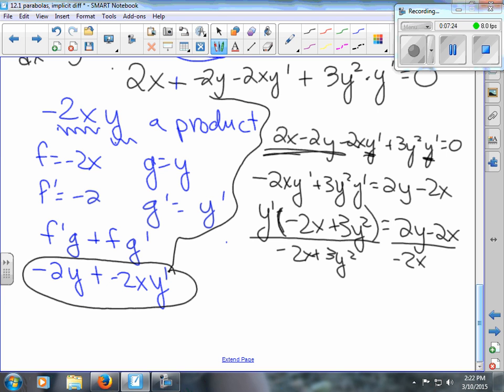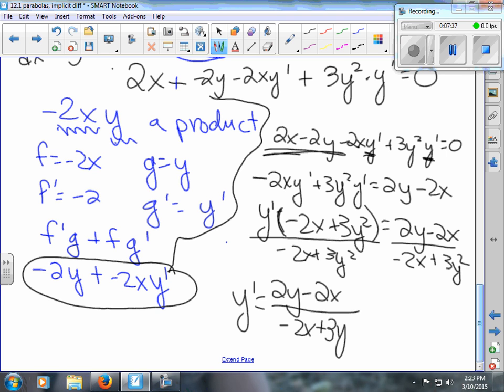Negative 2x plus 3y squared. And so my answer is, what is y prime? Well, y prime is 2y minus 2x divided by negative 2x plus 3y squared.